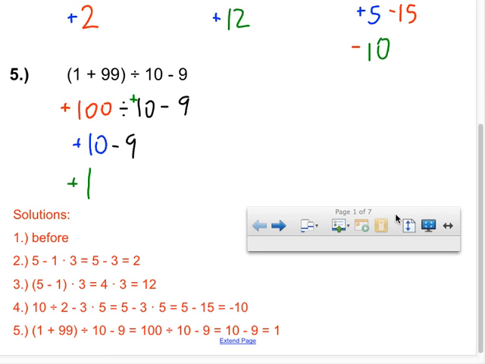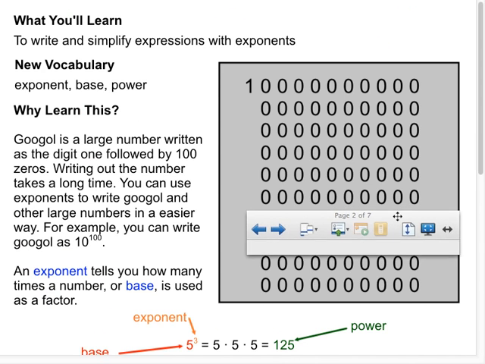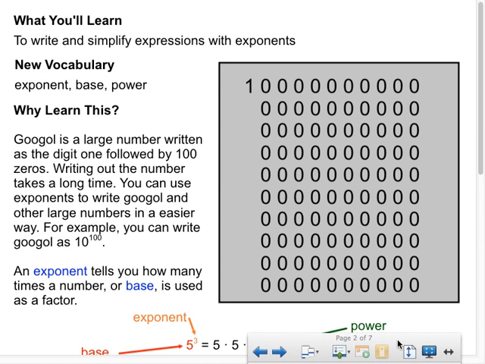All right, so we're working on exponents today. And could I get a volunteer to read? Actually, since I'm recording this, you mind if I read? All right. What you'll learn, to write and simplify expressions with exponents. New vocabulary, exponent, base, and power. Why learn this? Google is a large number written as a digit 1 followed by 100 zeros. Okay, you can see it in the box.